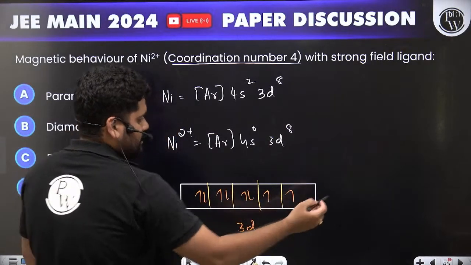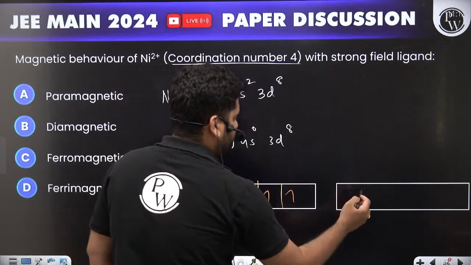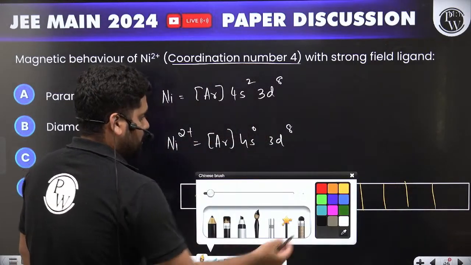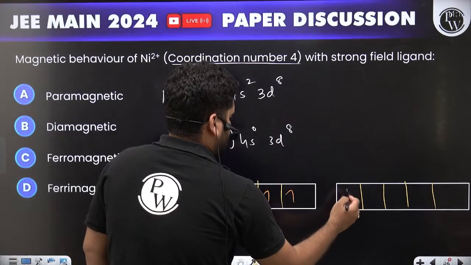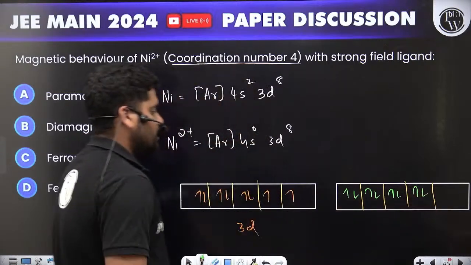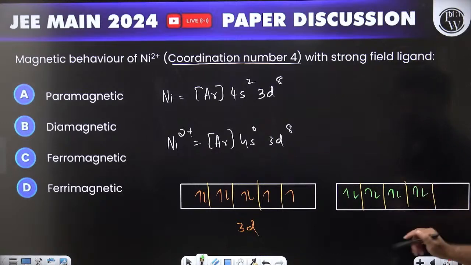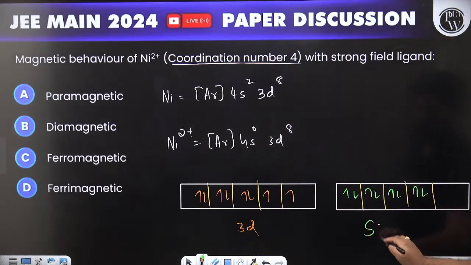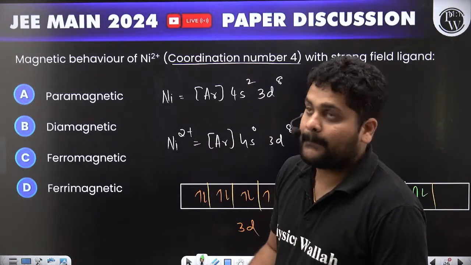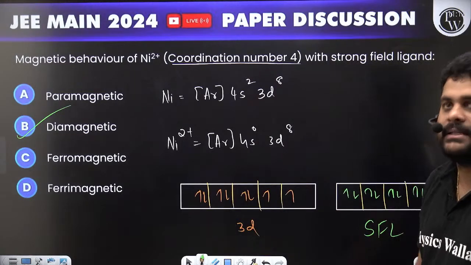Okay. Since it is having a strong field ligand with it, forced pairing should occur, right? So you are going to pair it up like this, 1, 2, 3, 4, 5, 6, 7, 8, right? So these two electrons would be paired up. Do you have any unpaired electron now in the presence of a strong field ligand? There is no unpaired electron, so this is going to be a diamagnetic compound. That's it, as simple as that.